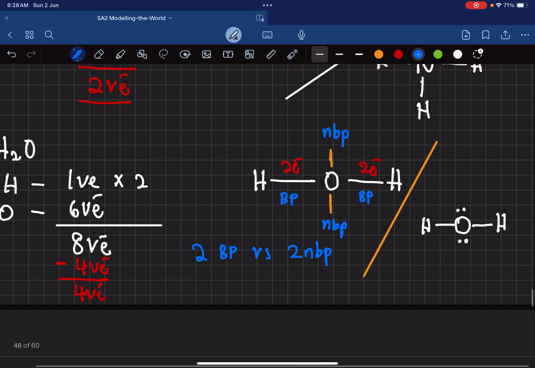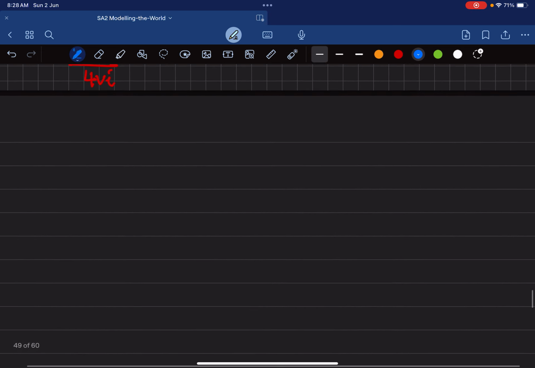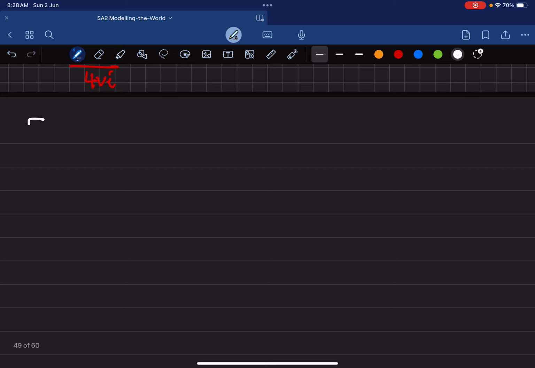So the first thing I want to do here is explain the difference between the words... electron geometry. Okay, so what is electron geometry?